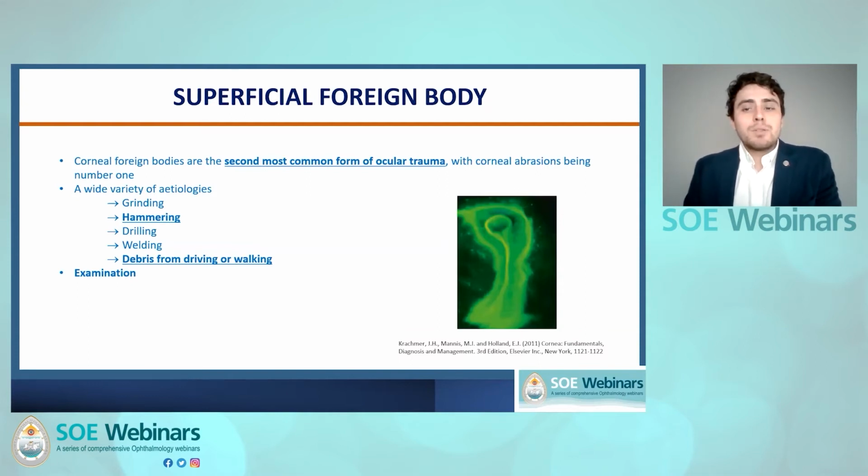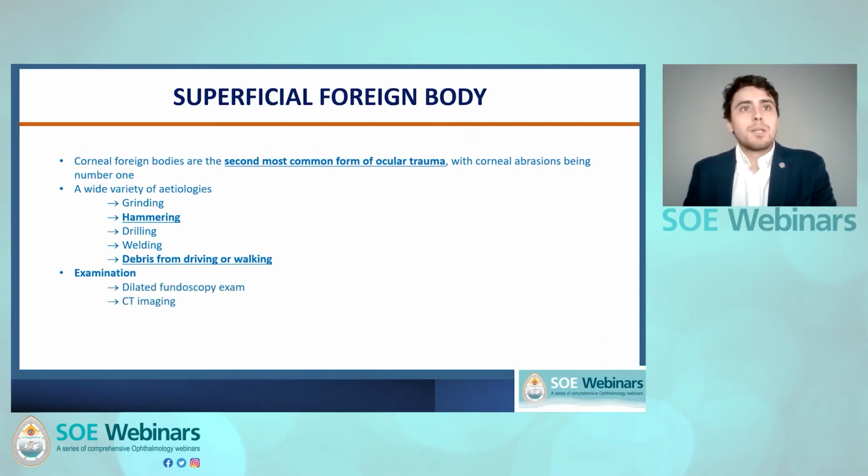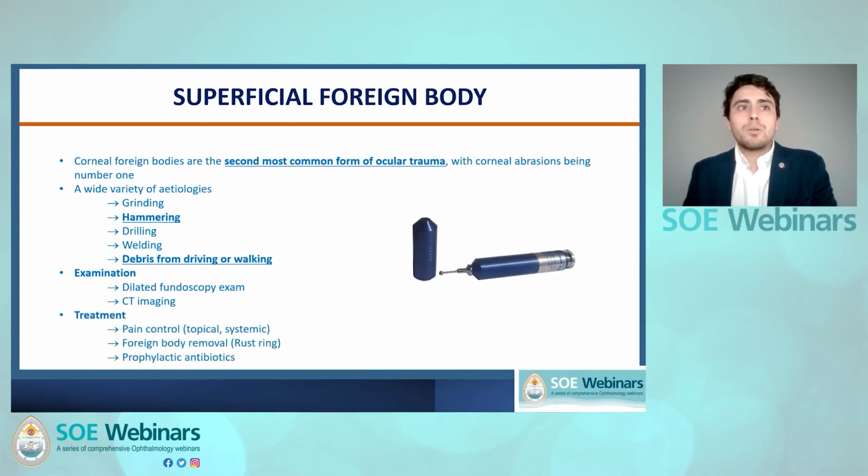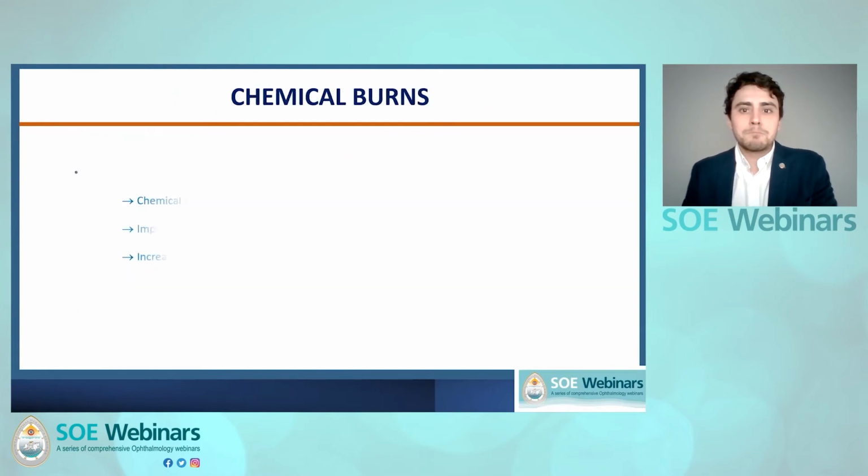I think that all of us know that a thorough and meticulous slit lamp examination is needed. You have to write down all the details, the positive and negative signs, explore the fornices, and be sure that the Seidel is negative. At any point, if we find any sign of possible intraocular foreign body, a dilated fundoscopy exam and a CT image should be mandatory. The treatment, as we all know, is pain control, removing the foreign body, and prophylactic antibiotics.